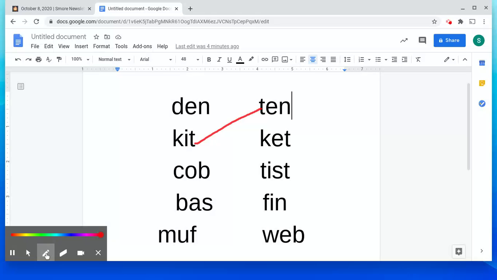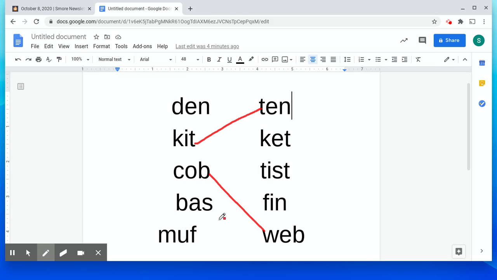Let's take a look. My next clue is a spider makes this. So let's see. Here we have the syllable cob, and we're going to match that with the syllable web. And that's what a spider makes, a cobweb. Excellent. You can hear each syllable very clearly there. Cobweb.